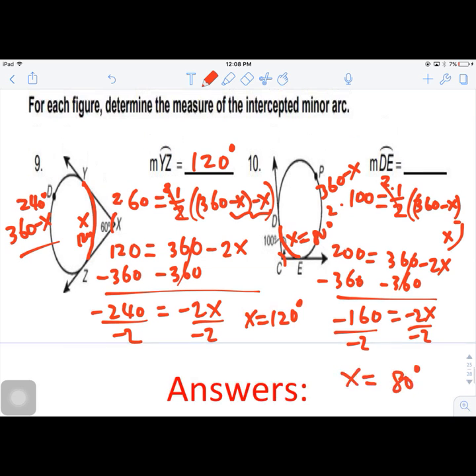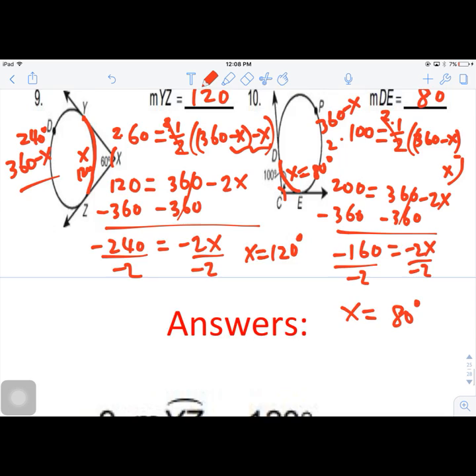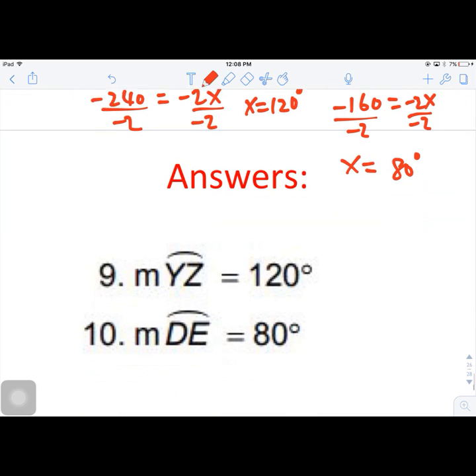Let's go back to the answer. The question again is asking for DE, which is actually the smaller piece, so the answer is 80. And here are the answers again, 120 and 80.